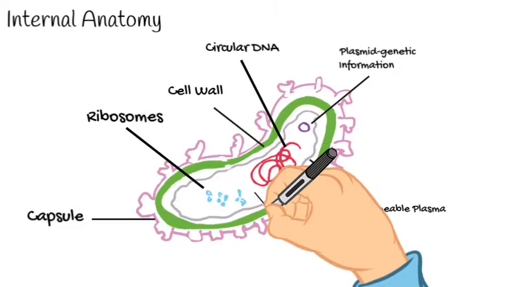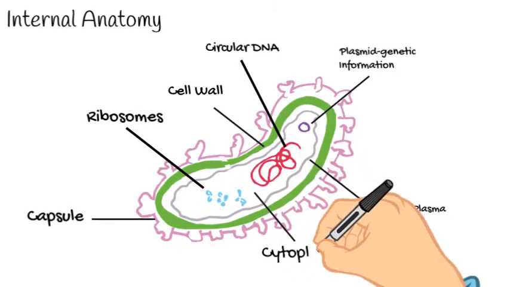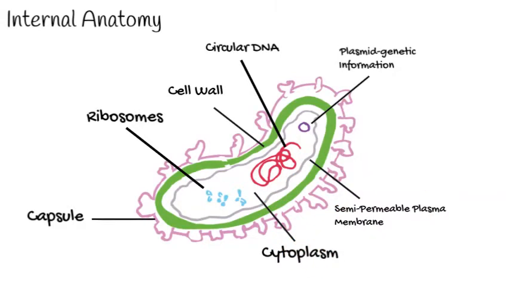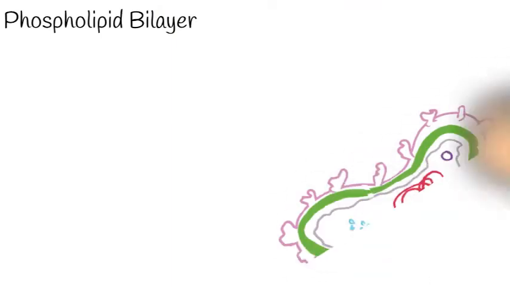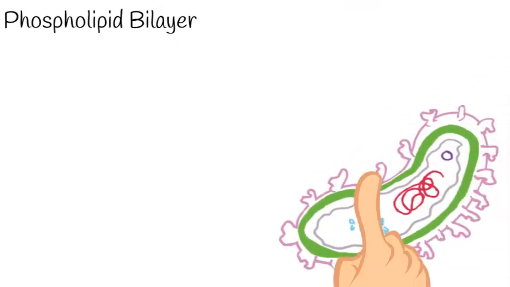Finally, we have the cytoplasm. This is a thick solution that fills every nook and cranny of the interior of the cell. It contains water, salts, and several proteins. Finally, we have the phospholipid bilayer, which makes up the semi-permeable membrane.